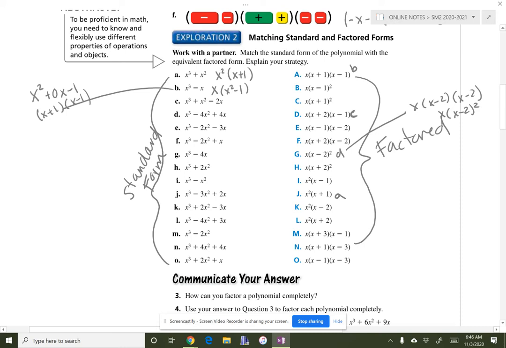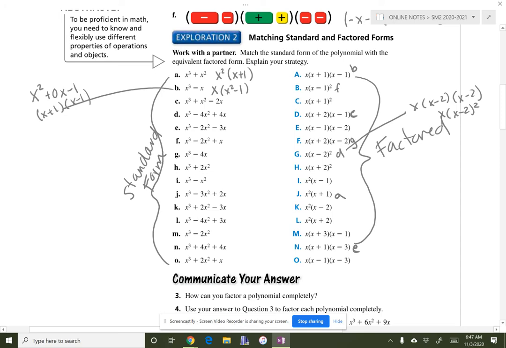E is going to be x and then x minus 3, x plus 1. That's the little e. F is going to be x times x minus 1 squared. G is going to be x squared times x minus 4. Oh, wait, just kidding. Let me see. Oh, no. Sorry. G is going to be x and then x plus 2, x minus 2.